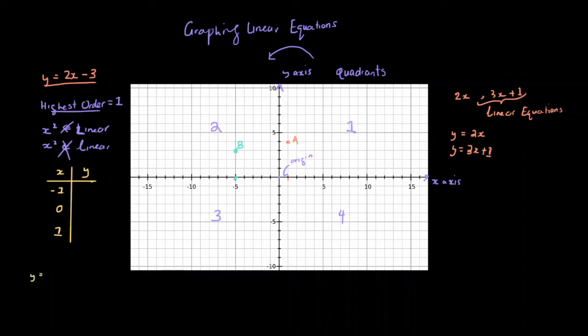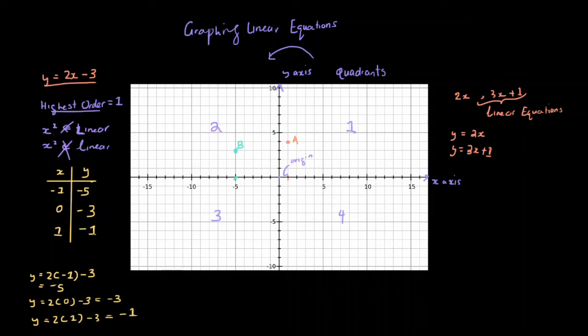So y is equal to 2 times -1 minus 3. This is -2 minus 3, and so this is -5. And we do the same for the rest. y is equal to 2 times 0 minus 3. This is equal to -3. And y is equal to 2 times 1 minus 3. And this is equal to -1.